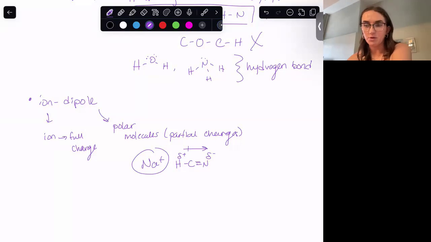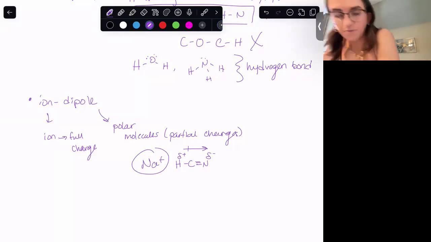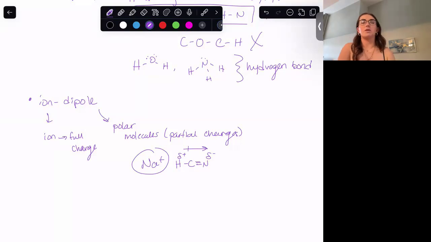Partial charges only happen with covalent bonds, correct? Right, so whenever you see an ion dipole, you need to have something that is always polar and something that is an ion. That creates an ion dipole. What other IMFs do we have?